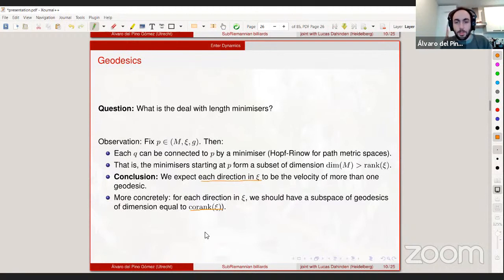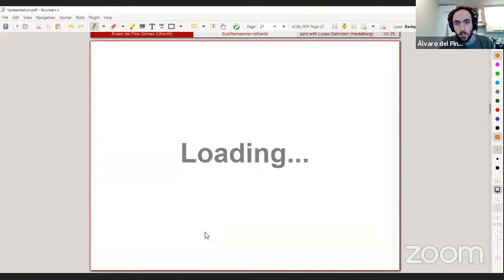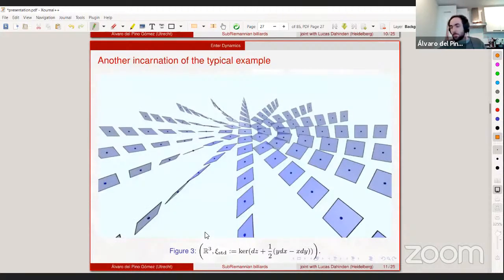Okay, so let's try to see how this works in an example, because then you'll see the picture much better, I think. Here's an example that is going to keep reappearing during the talk a lot. This is actually the same example as before. This is the standard structure in R^3 as appeared in the previous animation. But I've made a little change of coordinates, and the reason for that is that it's a bit more convenient later on for me.